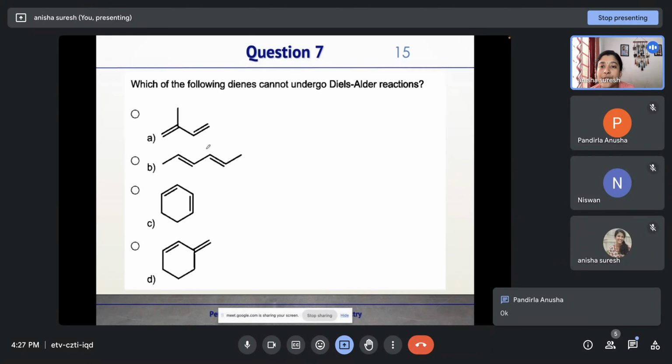Now coming to question number 7. It is one of the easiest questions in this tutorial. Which of the following dienes cannot undergo Diels-Alder reaction?